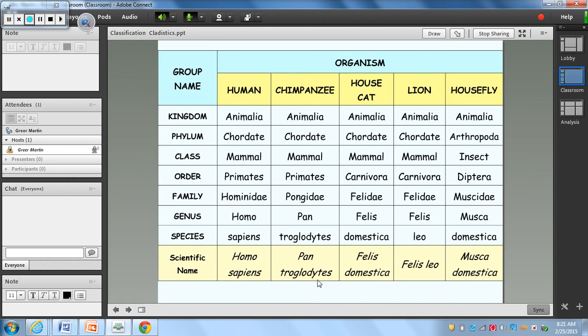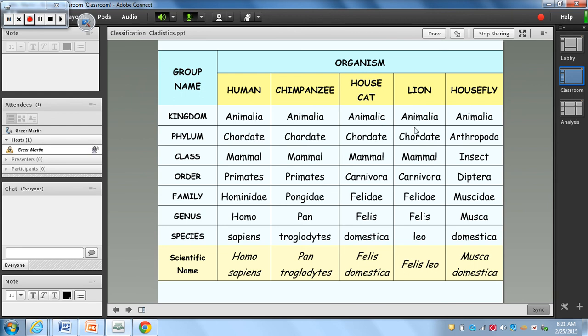So I believe that you have this chart in your notes that you need to fill out the blanks. I'm not sure which ones are the blanks that you have in front of you, so just fill them out. But you can see different similarities and differences between these 5 species. So you have a human, a chimpanzee, a house cat, a lion, and a horsefly.